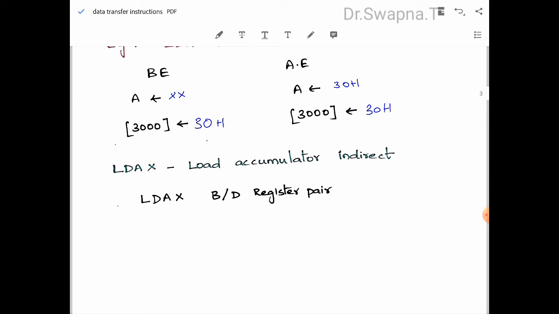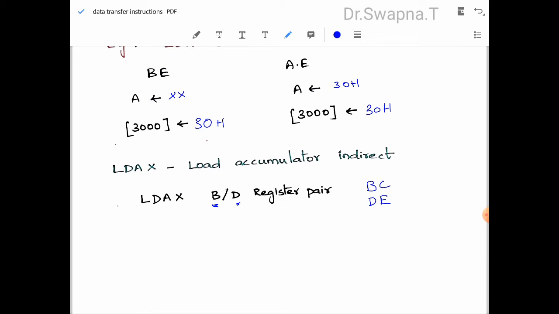Next instruction, LDAX, load accumulator indirect. Always remember, X indicates a register pair. It is not one register. It is a register pair, meaning two registers. For example, it might be B and C, or it might be D and E. Let me write down B, C or D, E.